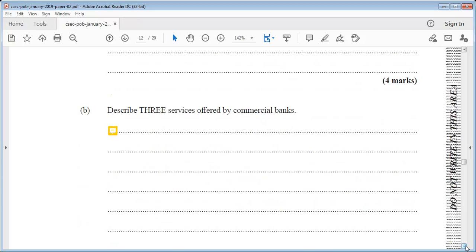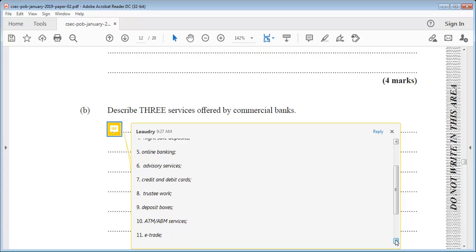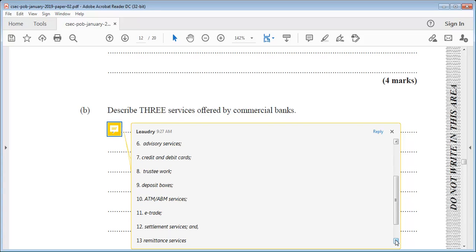The B part says, describe 3 services offered by commercial banks. So what are some services? Well, loans are 1. 2, savings and deposit accounts. 3, making payments. 4, night safe deposits. 5, online banking. 6, advisory services. 7, credit and debit cards. 8, trustee work. 9, deposit boxes.